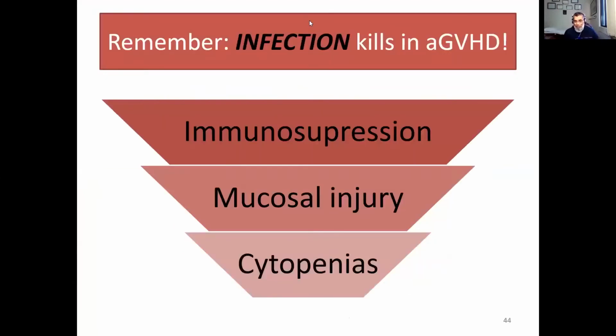So remember, most of your patients with acute GVHD are going to die of immunosuppression, not of the disease, not of the GVHD. We get so scared, we immunosuppress them so much with multiple agents over a matter of days to weeks that from the mucosal injury, they develop sepsis and die.